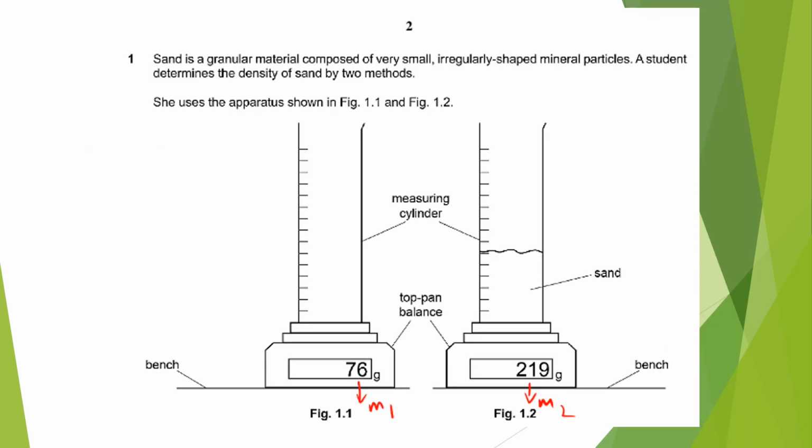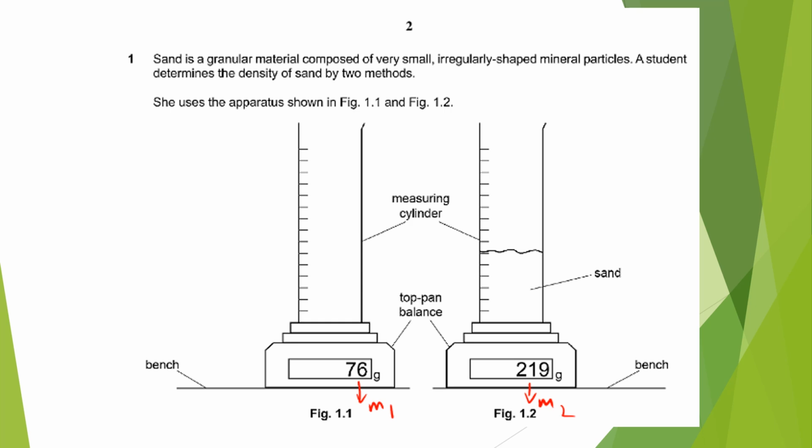Question number 1. Sand is a granular material composed of very small, irregularly shaped mineral particles. A student determines the density of sand by two methods. She uses the apparatus shown in figure 1.1 and figure 1.2.